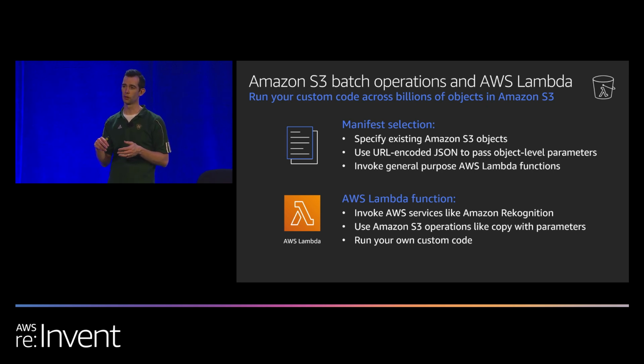And on the bottom, calling services like AWS Rekognition. So if you have millions of images in your bucket, you don't know a lot about them today. You don't know much about what images you have, what's in them. Are there celebrities? Are there other things that Rekognition can do? You can then call Rekognition as part of the Lambda function. You could also do things like copy with the parameters we discussed before, or running your own custom code. So a lot of flexibility when you put these two features together, and we're excited to see how you do it.